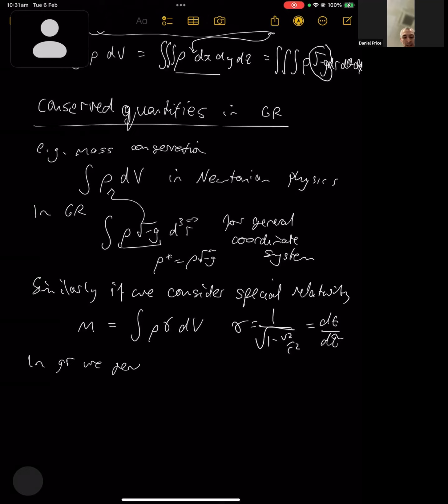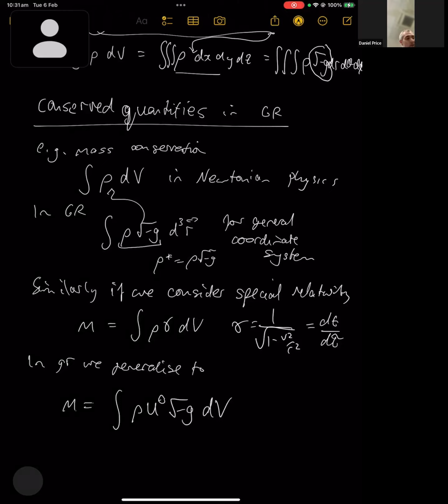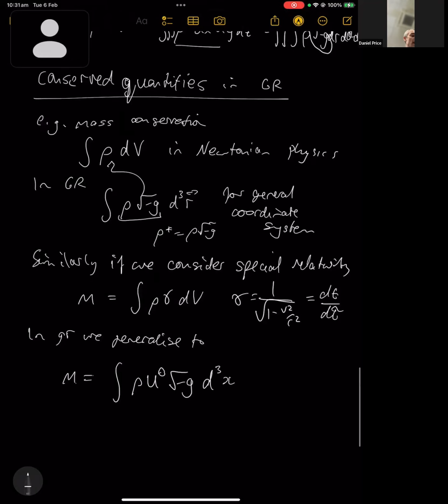so we generalize to, so this mass conservation becomes something like, so you can see we take into account the general coordinate system and the gamma from special relativity, which becomes a u naught and a square root of minus g, and that gives us a conserved integral that looks something like that. So you can call it dv. I mean, dv is a little loose. What we really mean is d cubed x in terms of our coordinate choice.